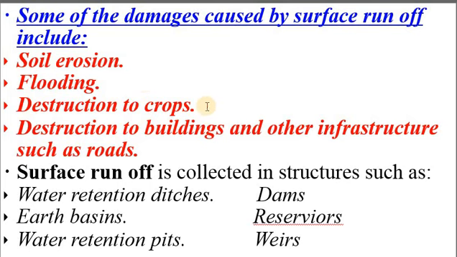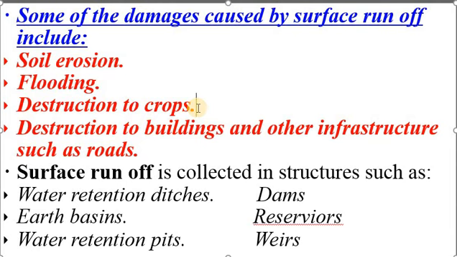The third damage of surface runoff is destruction of crops. If surface runoff is in large amount, it ends up damaging crops in the farm or in the field.